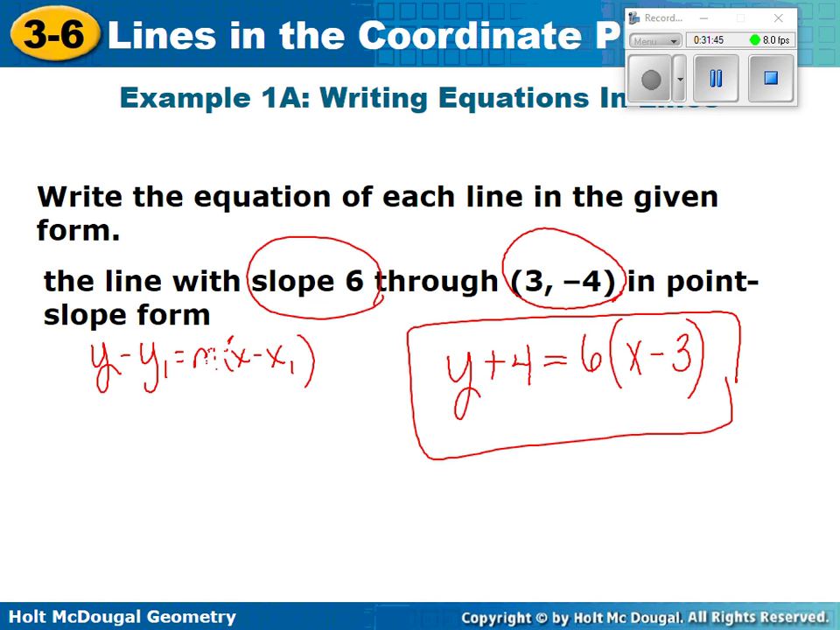Questions, though, if it wasn't super simple and you're not sure what I just did? Are you good, Yee? Yes, ma'am. No, because they don't want it in slope-intercept form. They don't want you to rearrange the equation. They want you to leave it in this form so that it's easy to identify the slope and the point. Okay? Good question.